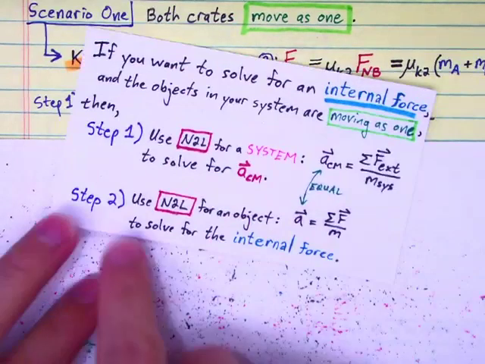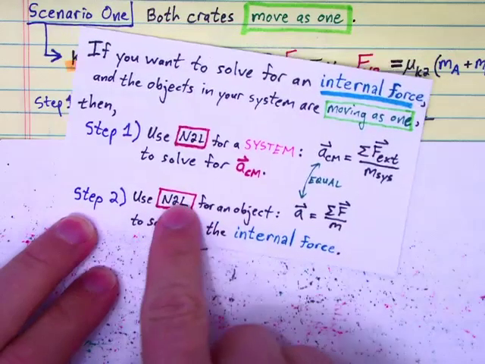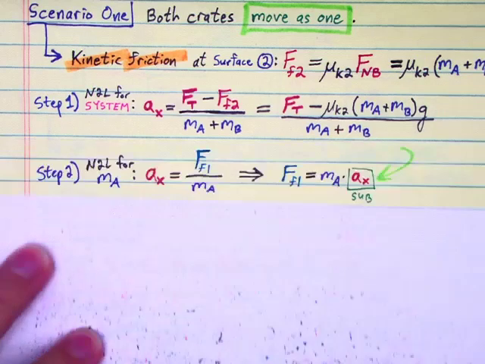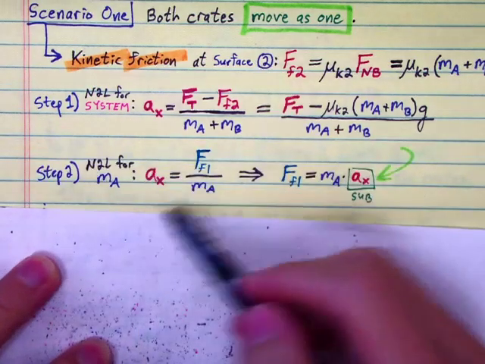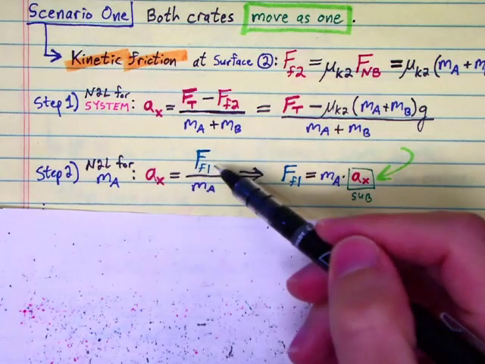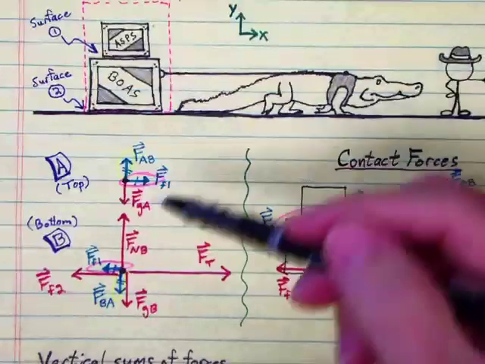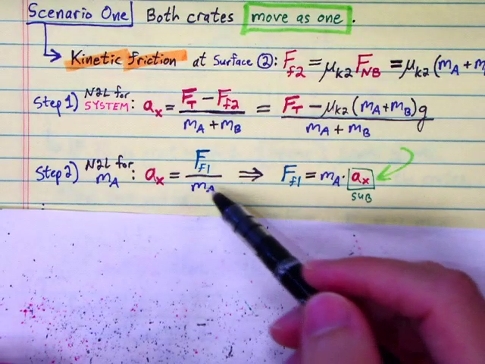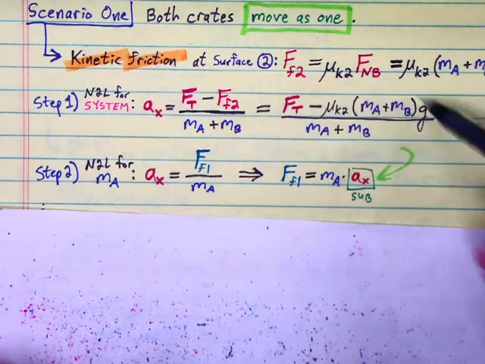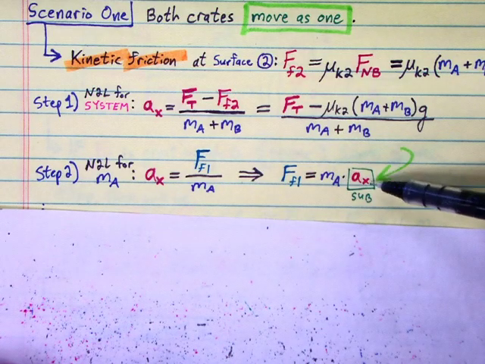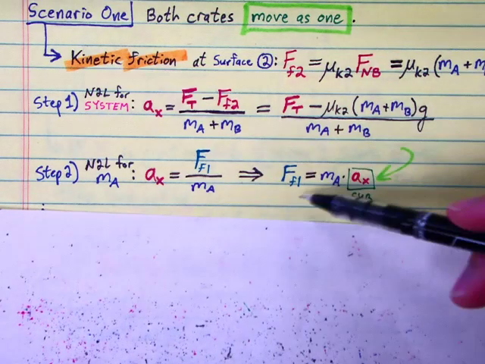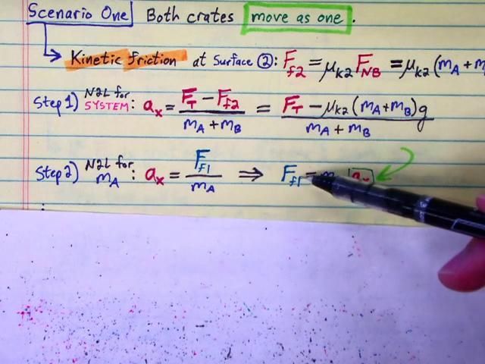So we don't know how big that force of static friction is, but we can find it by going to our usual step 2. Let's just jump to N2L for the top crate to find that internal force. So here we go. N2L for the top crate. The only horizontal force acting on it is that internal force of friction, FF1, right here. And we can find its size by rearranging here and then substituting this expression in for that acceleration since they're moving as one. That's how we would find the size of that force of static friction keeping the top crate moving along.